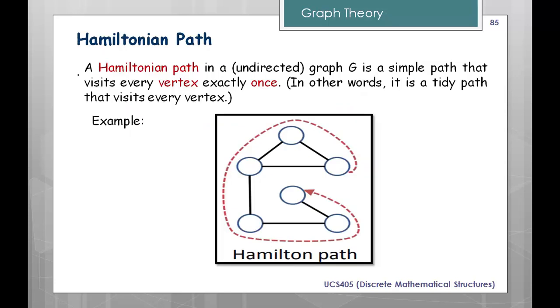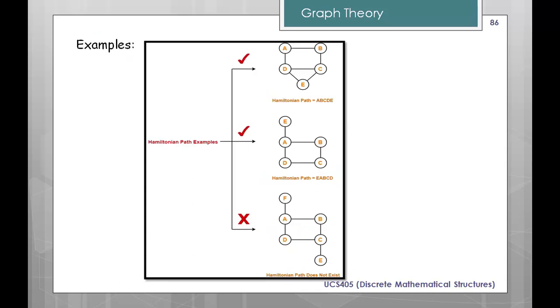Next is Hamiltonian path. In an undirected graph G, it's a simple path that visits every vertex exactly once. So the meaning is, in this case, we are moving in this way and we are visiting every vertex exactly once. This is the Hamiltonian path. We can also call it the Hamilton path.